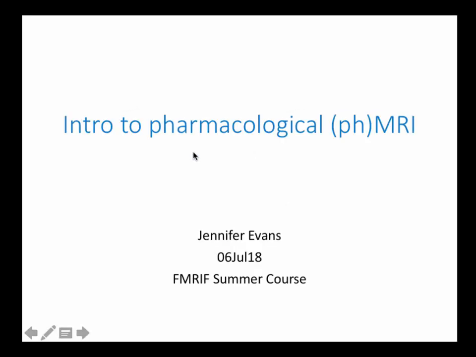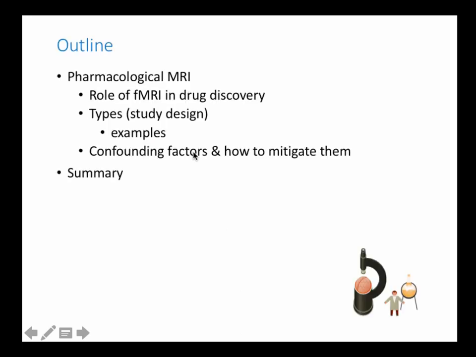Okay, so this talk is mostly just going to be an introduction to pharmacological fMRI. Mostly, I'm just going to describe what it is and some of the confounding factors, the difficulty of doing fMRI when you put a drug into somebody's body, and how to deal with that, so that you're trying to make sure that you get the actual neural signal. And hopefully give you a couple of types of examples that are in the literature right now.